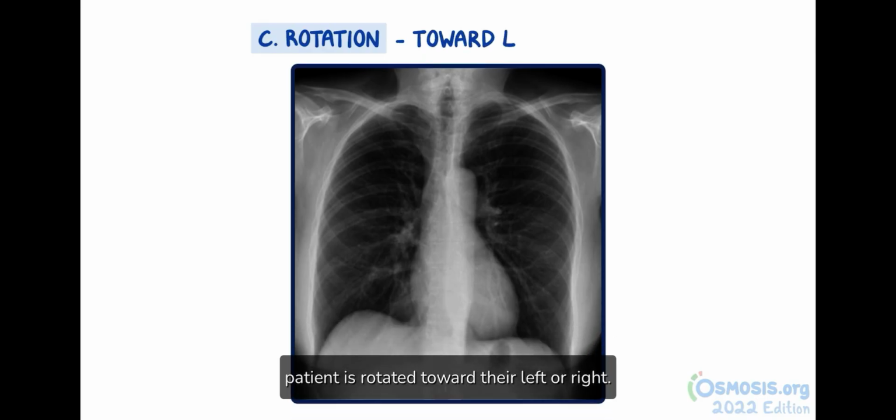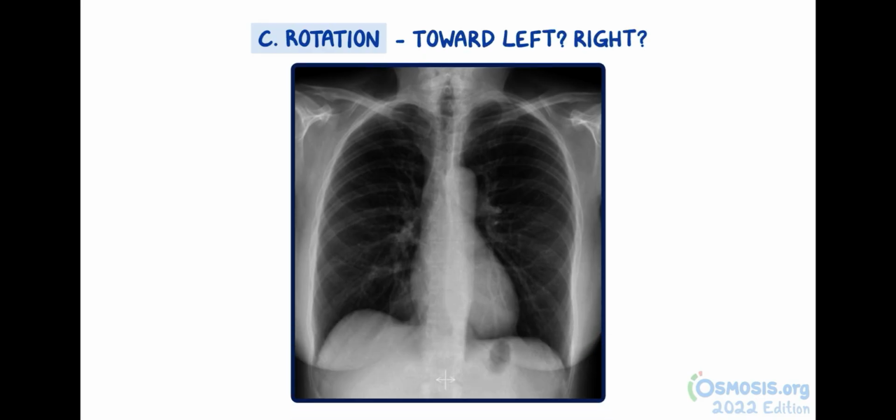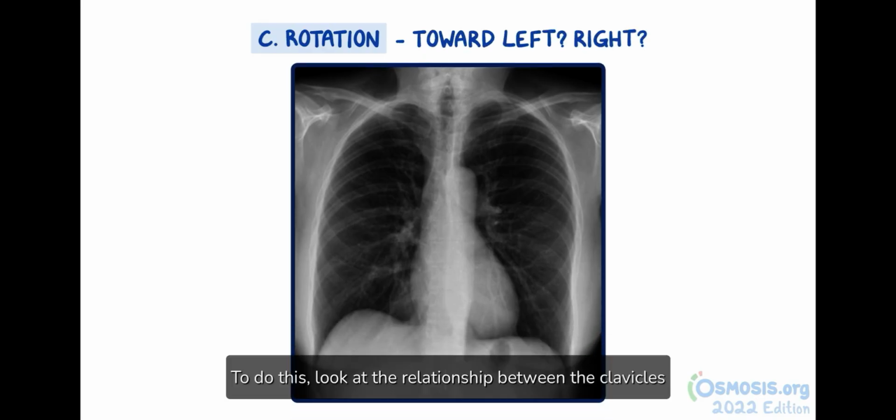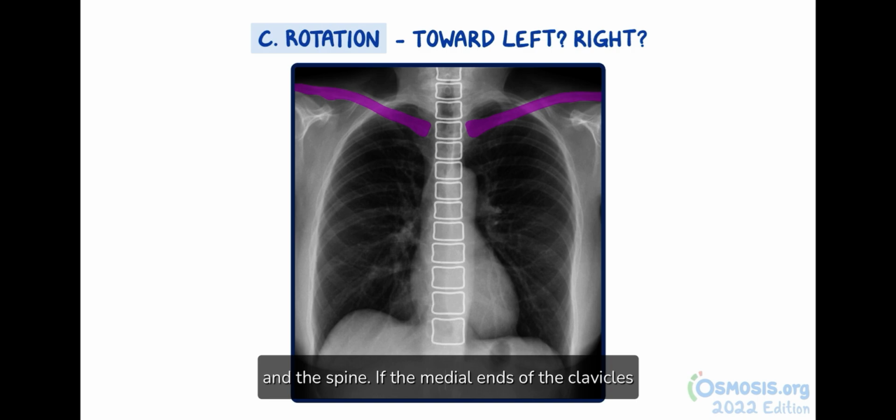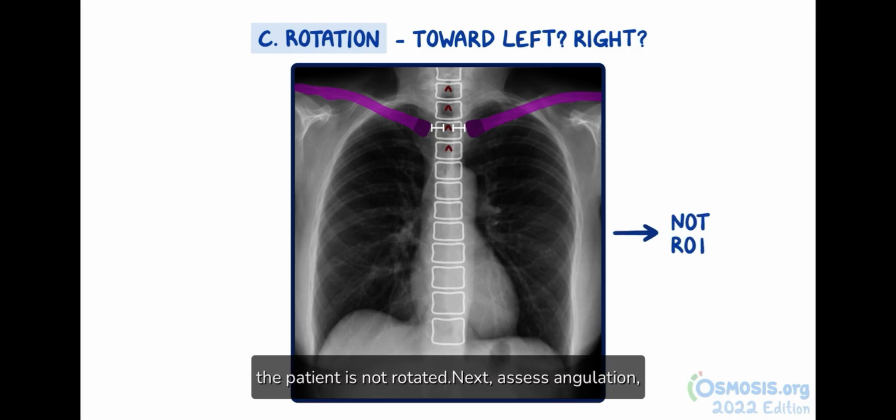You then need to assess whether the patient is rotated towards their left or right. To do this, look at the relationship between the clavicles and the spine. If the medial ends of the clavicles are equidistant from the thoracic spinous process, the patient is not rotated.